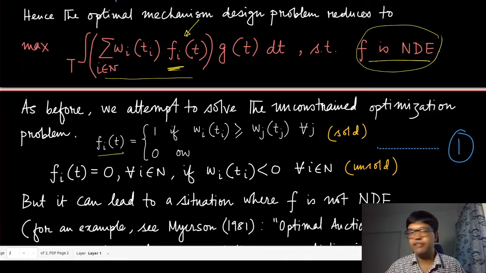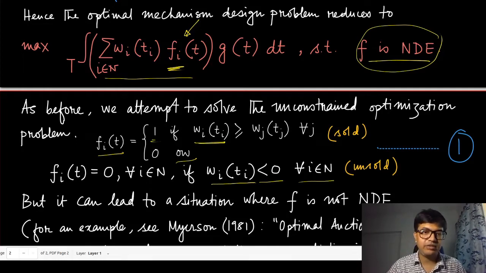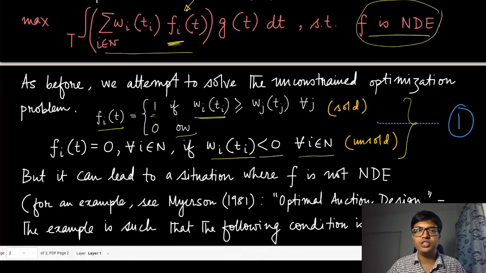So we can give this FIT to be equal to 1 for that agent whose WITI value is the maximum and 0 otherwise. And if WITI is less than 0 for all agents, then we do not allocate that object at all. We keep it unsold. But there is a problem with this part alone, because now we can actually construct situations under which, based on whatever conditions that this WITI satisfies, this FIT might not be non-decreasing in expectation, and therefore we cannot really solve it in an unconstrained manner.